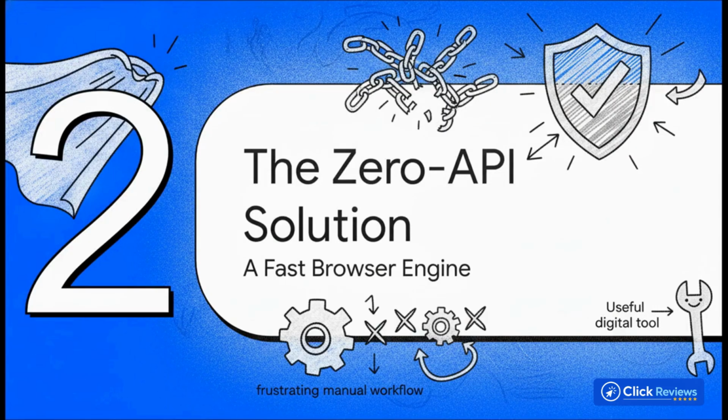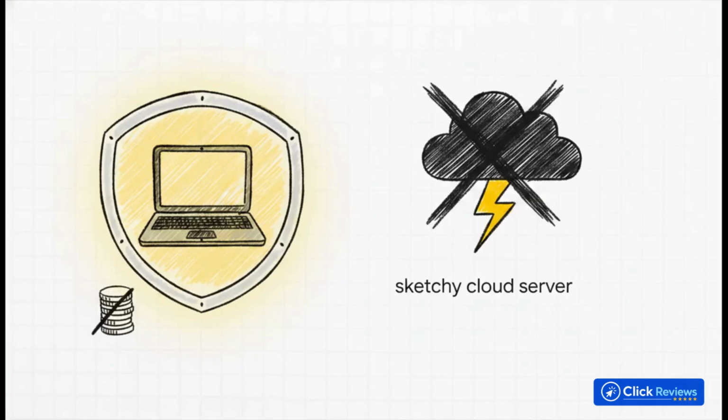Moving right along to Section 2, the Zero API solution. Enter the product we are analyzing today, which pitches itself as the absolute hero to this formatting problem. So the core technological hook of this software is that it runs 100% client-side. But what does that actually mean for you? It means the software runs entirely within your local web browser's memory. You are not uploading your precious files to some distant, sketchy cloud server, which is huge for your privacy.